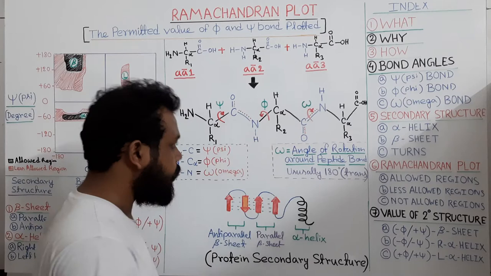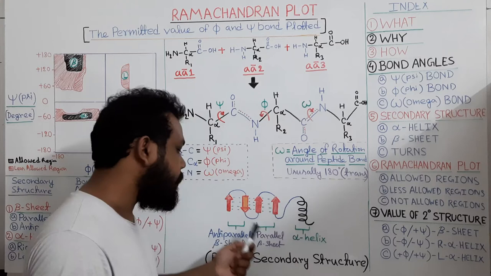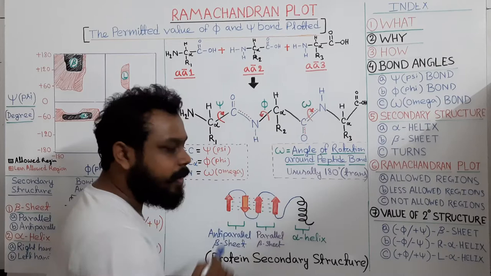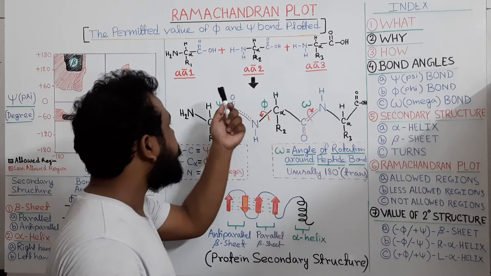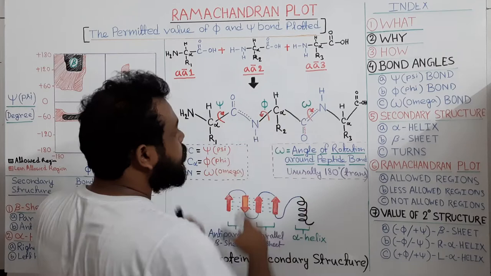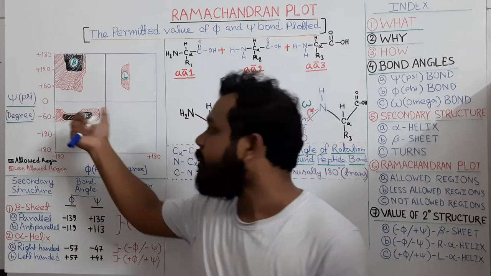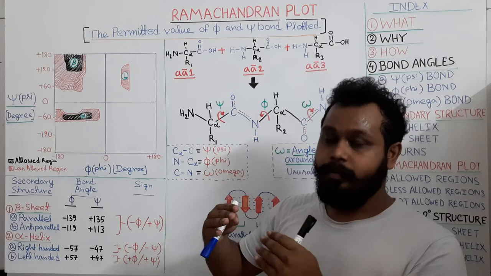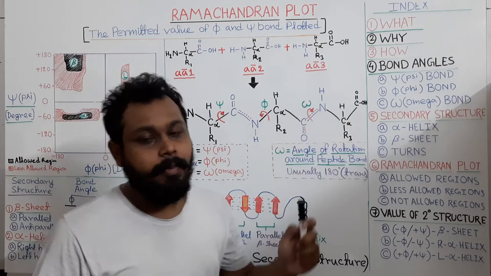Depending on the phi value and psi value, it can be an alpha helix, or a beta sheet, or a simple turn. Depending on the rotation of the phi and psi bond angles, the secondary structure will vary. How it varies we will see in the Ramachandran plot. Here the bond angle values of phi and psi range from minus 180 to plus 180.